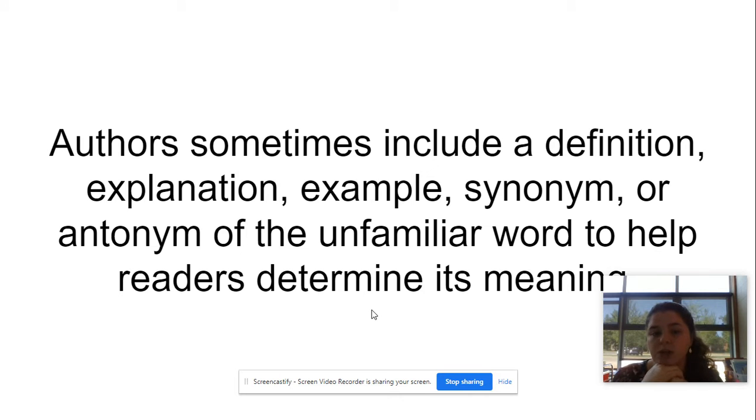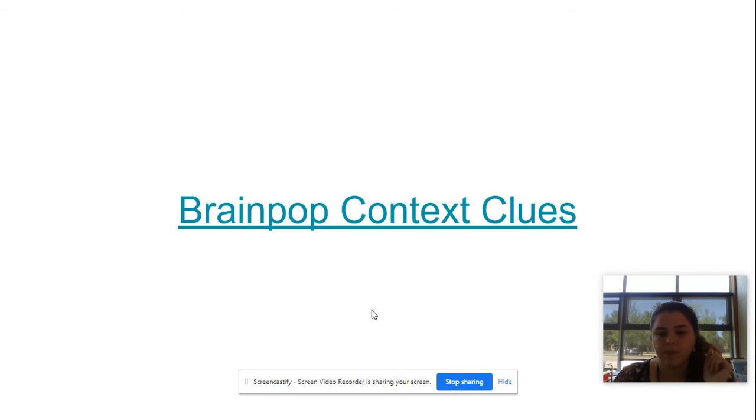Authors, people who write our books, sometimes include a definition, an explanation, an example, a synonym, which means the same thing, or antonym, which means opposite, an opposite meaning word of the unfamiliar word to help readers determine its meaning. So when we look at a sentence, we need to figure out, okay, what can I use from this sentence that will help me figure out the one word I don't know?